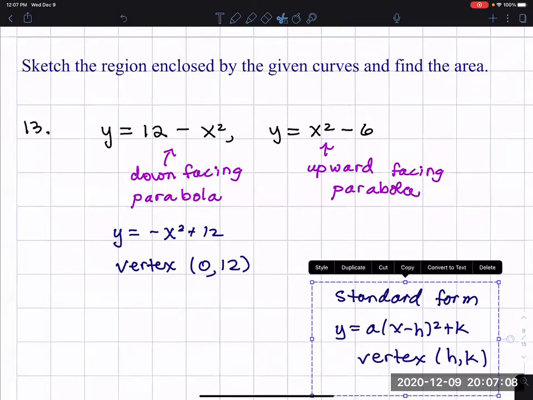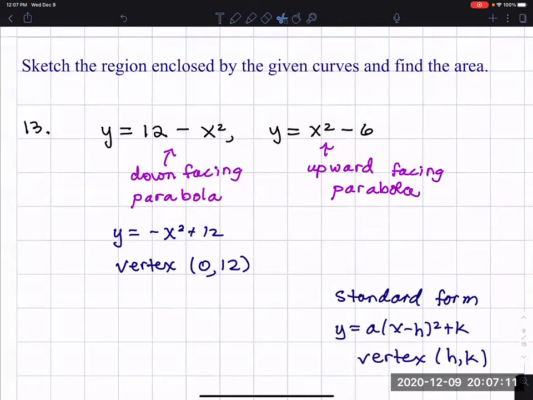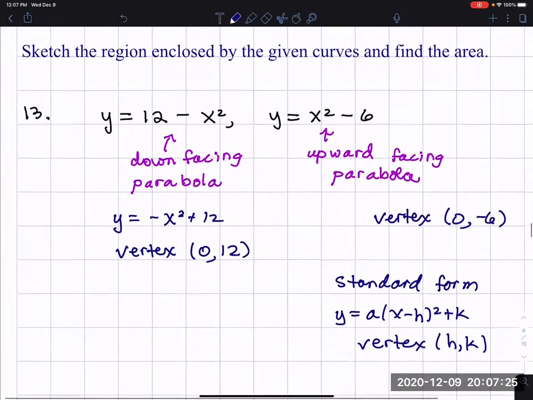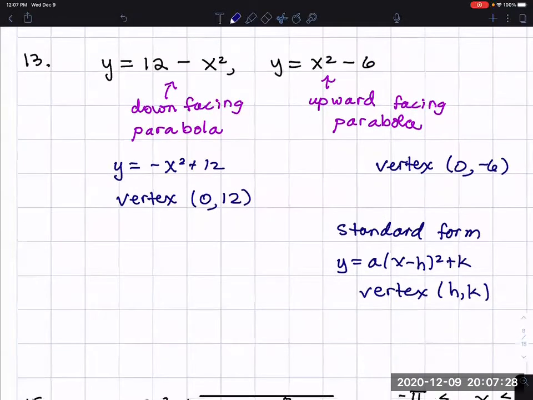And we can do it pretty quickly on this other parabola, x squared minus 6. The vertex has h equal to 0 because we have x minus 0 squared. And then the y coordinate, the k, will be negative 6. Okay, and then beyond that, let's find the intersection points.